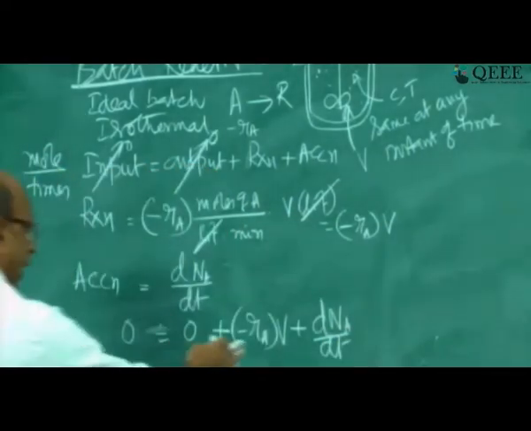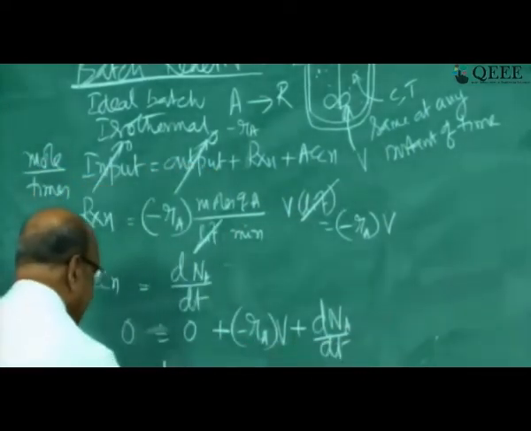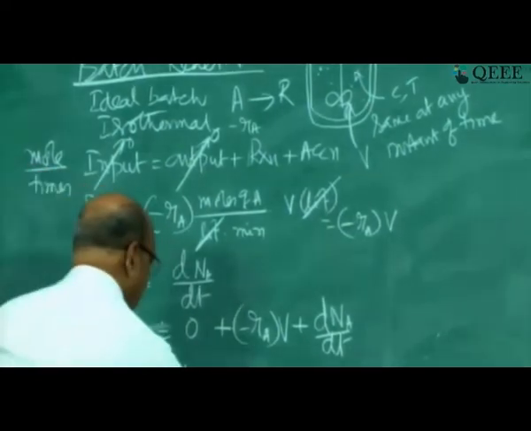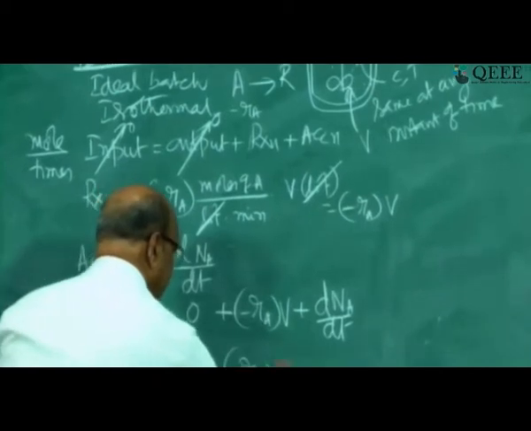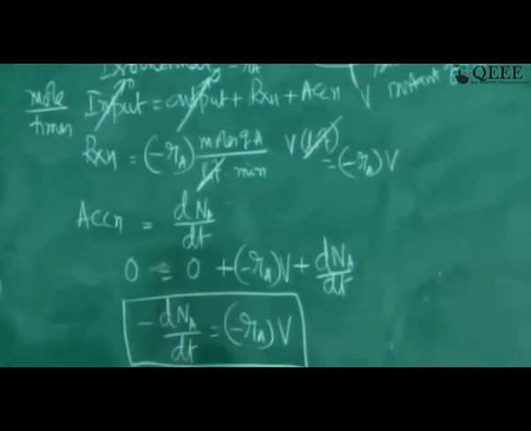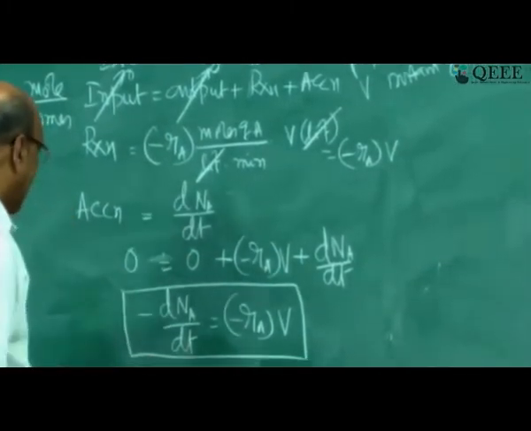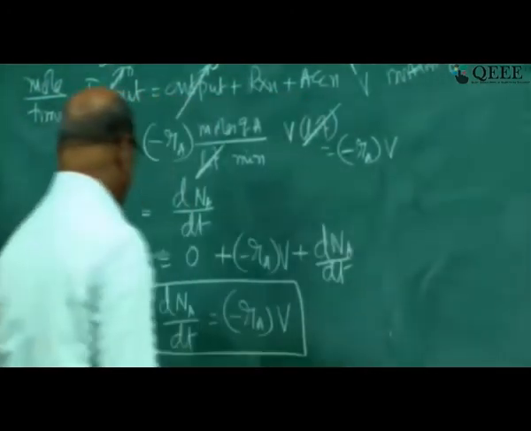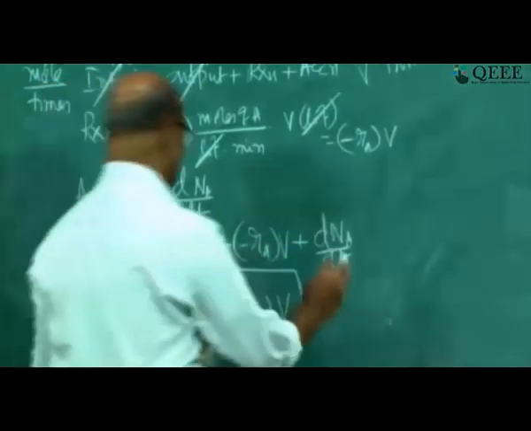Now I have -dNA/dt equal to -RA into V. So this is the equation, but this can also be integrated. But now the conversion in chemical reaction engineering is defined as conversion XA.